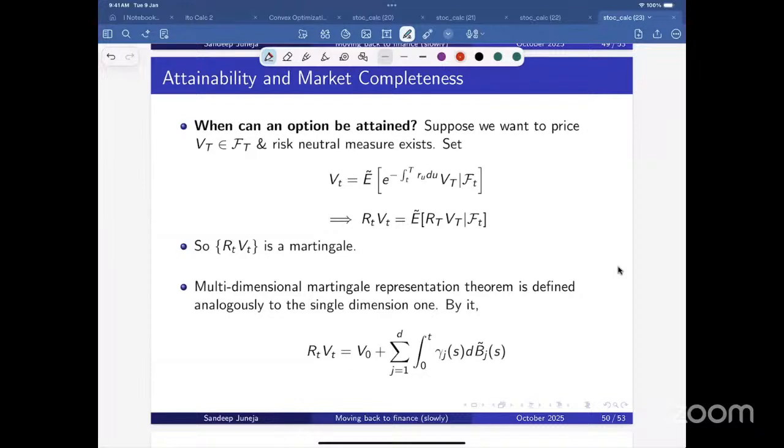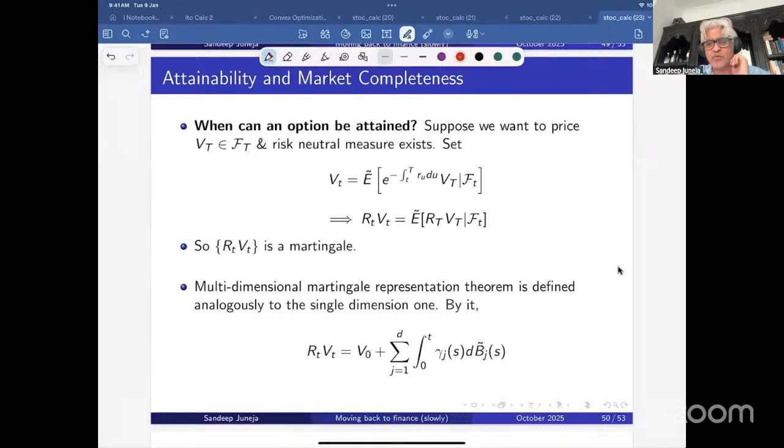When can an option be attained? We still have to talk about that. Right now we've basically argued that no arbitrage implies a risk neutral measure, and a risk neutral measure implies no arbitrage, somewhat comprehensively. Now, suppose you want to price an option V(t) in multiple dimensions. We haven't done that so far. And we're going to assume now that the risk neutral measure exists.